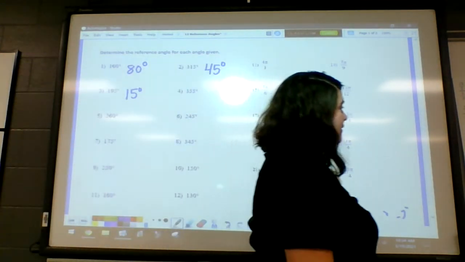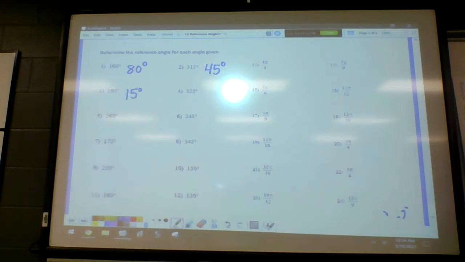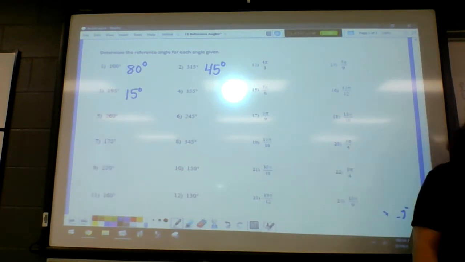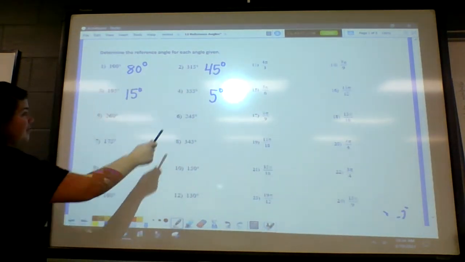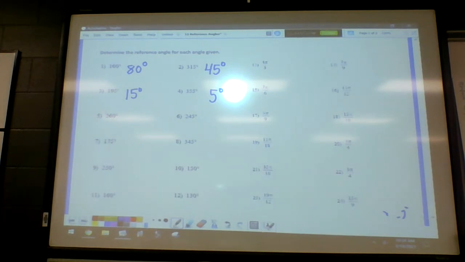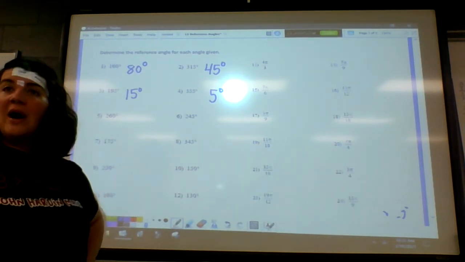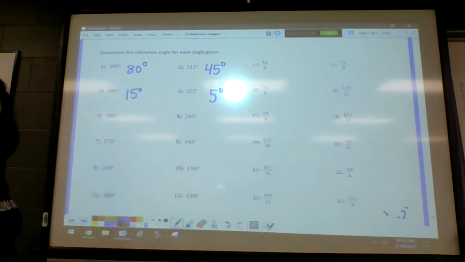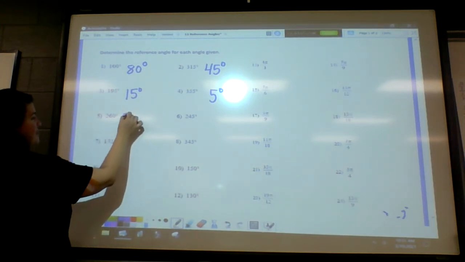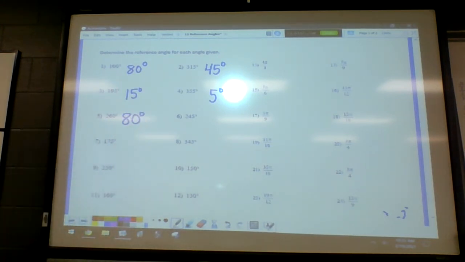So 355 is in which quadrant? The fourth quadrant. And so in the fourth quadrant, you're trying to get it to 360. So how much do you have to add to get to 360? 5 degrees. Notice all my numbers so far have been between 0 and 90. Your reference angle will always be between 0 and 90. All right, 260. What quadrant is 260 in? The third quadrant. And so you're going back to 180. So how much do you have to take off to go back to 180? You have to take off 80 to get back to 180.